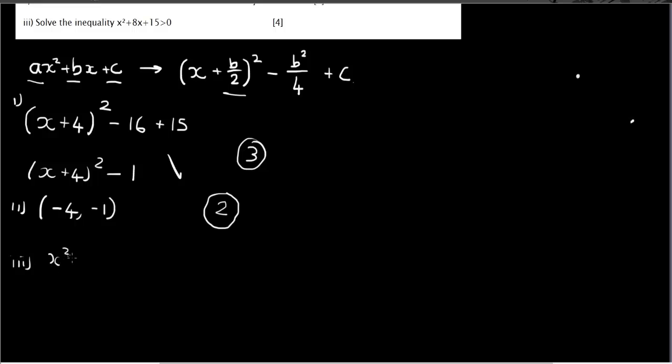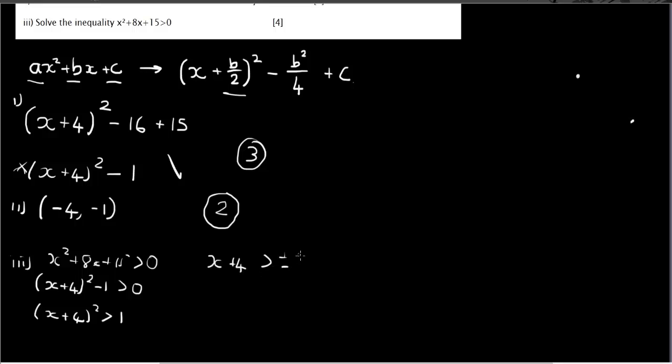So we've got this expression now. We've already expressed this in a different form, so we can now say x plus 4 all squared minus 1 is greater than 0. And rearranging that, we get x plus 4 all squared is greater than 1. Now if we go ahead to solve that as we would solve a quadratic, we take the root of both sides, and we've got x plus 4 is greater than plus or minus 1.